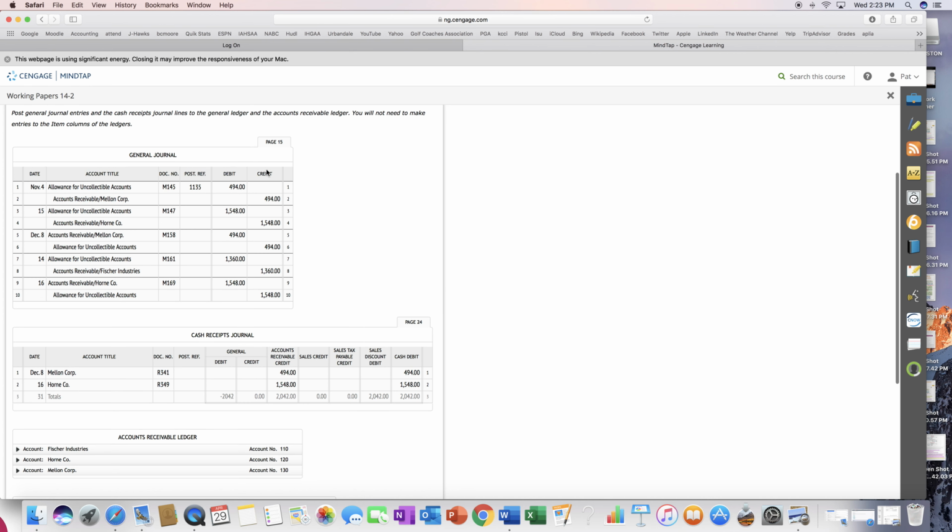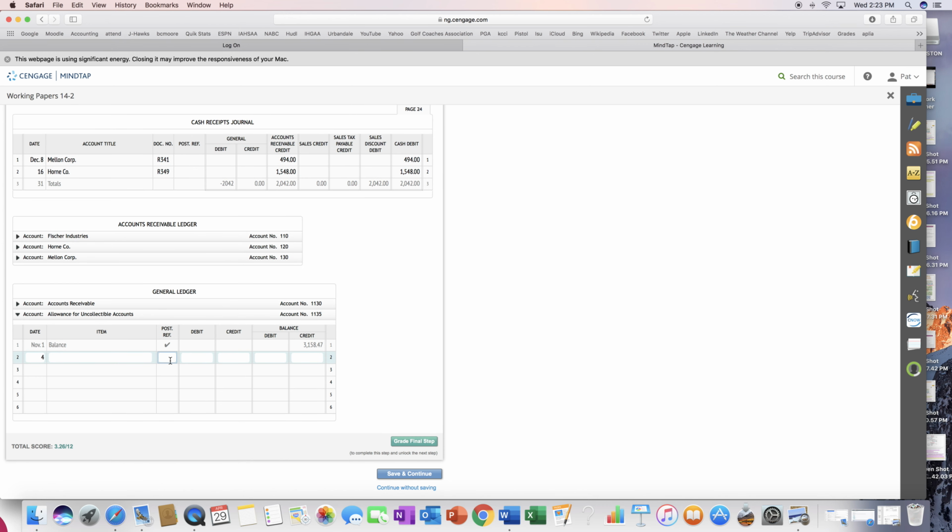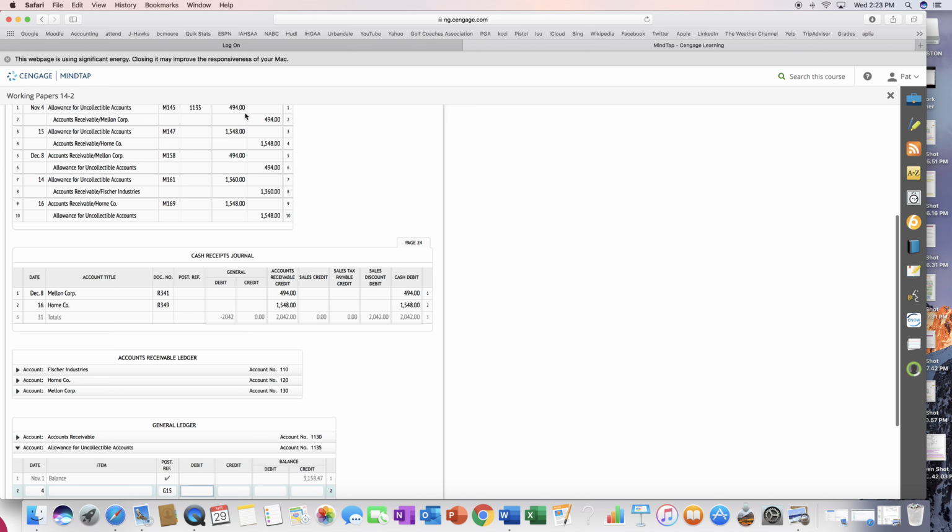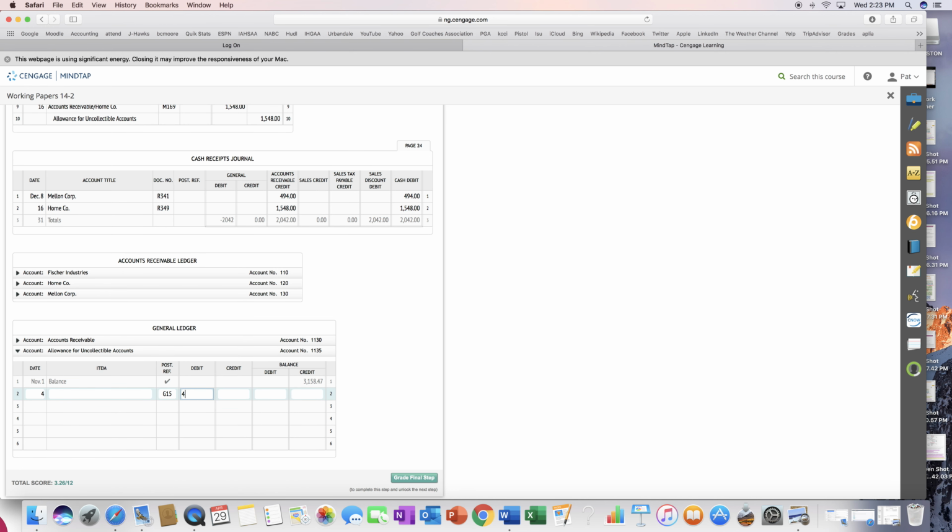We are in the General Journal 15. See the page number up here says 15, General Journal. So we go down here. I don't remember if you guys need a refresher on posting or not. This is where in the class you would tell me if you did or not. It's a debit for $494. So we're just putting a debit here of $494.